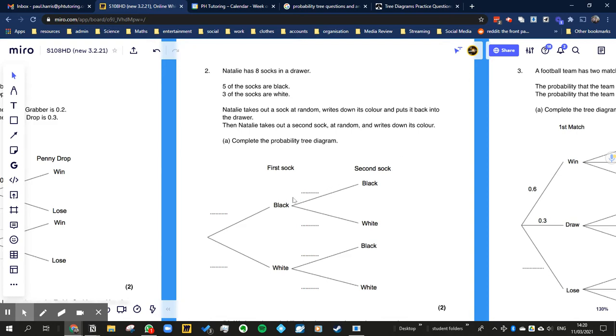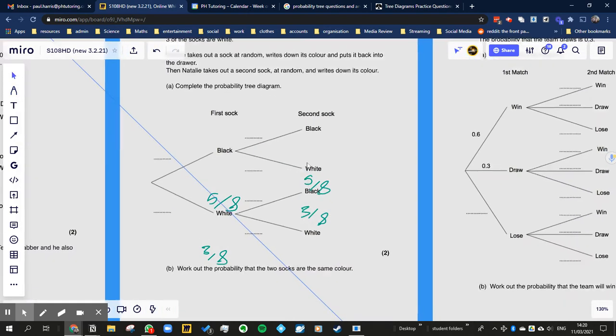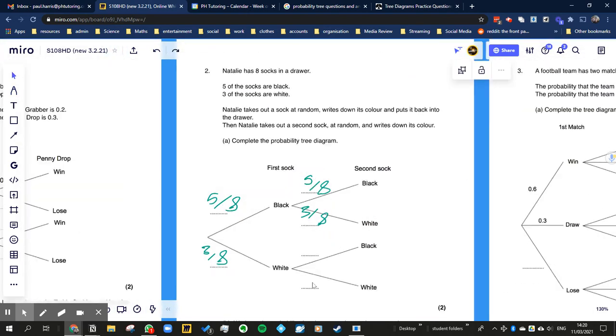So first of all, we'll fill it out as if she did put it back in the drawer. So it's going to be 5/8 and 3/8, and then it's going to be 5/8 and 3/8, and we're going to copy those. I'm going to copy those down like that. Could have copied the first one as well. Anyway, this would be if you put it back in the drawer.